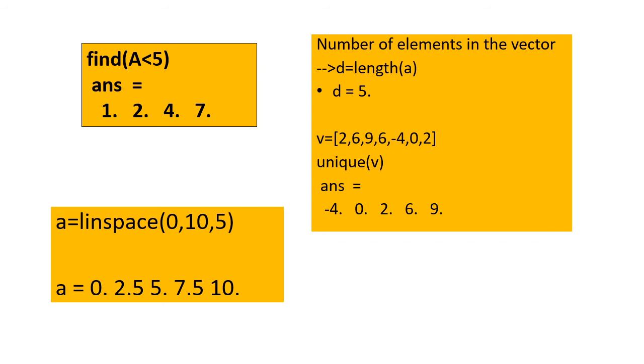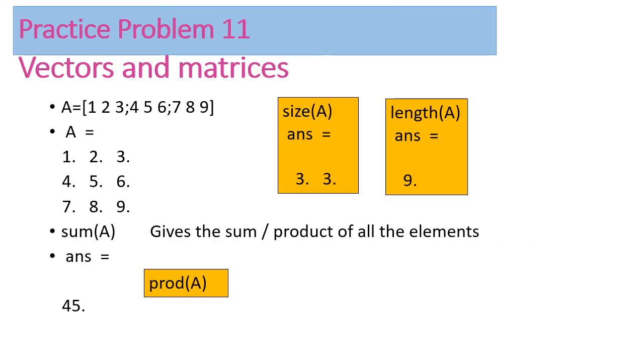Unique: I have brought a vector V, here 2 6 9 6 minus 4 0 2. Out of this, the unique values are minus 4, 0, 2, 6 and 9. So these are the unique values. The repeated values of 2 and 6 will be ignored in unique. If you want to calculate the size, you can give size of A. If you would like to get the length, you can give length of A.